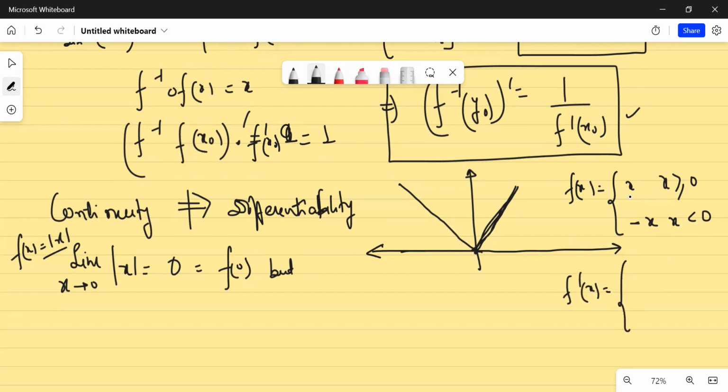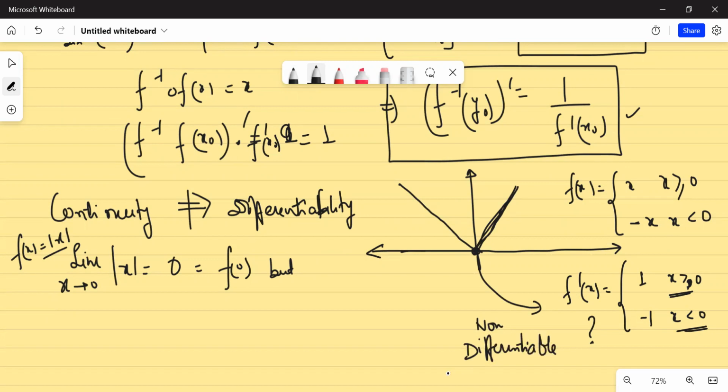See, for all x greater than 0, it is x. Polynomial function is a differentiable function. The derivative will be 1. And what will be the derivative for all x less than 0? It will be minus 1. So to the left hand side, the derivative is minus 1. To the right hand side, the derivative is 1. So clearly the function is non-differentiable at x equal to 0. Is that clear? However, you can see that your function is continuous at x equal to 0.